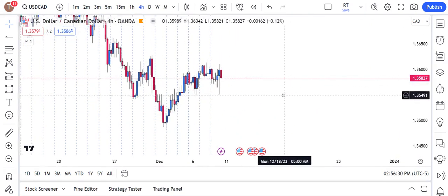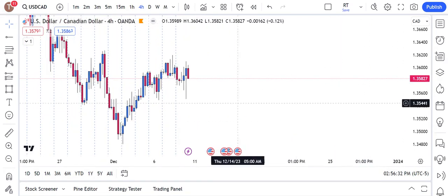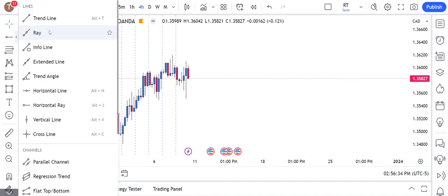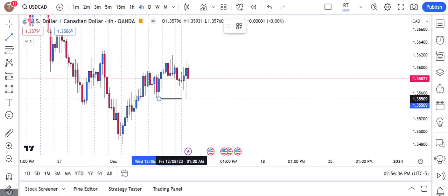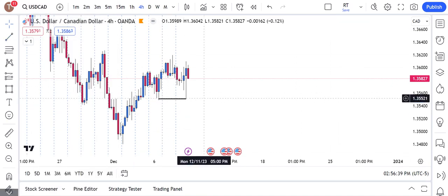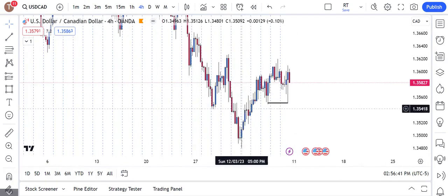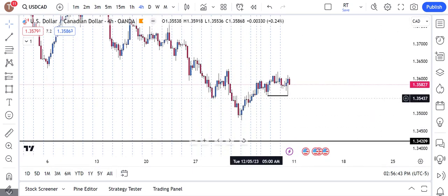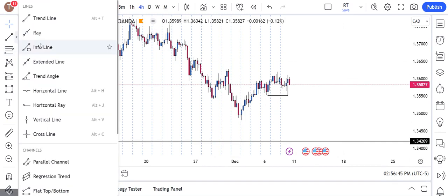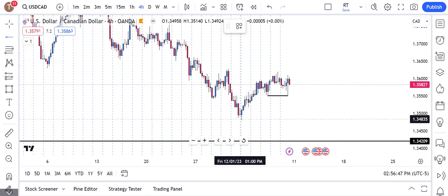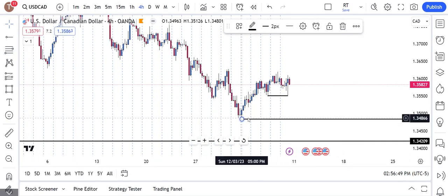On a 4-hour, I see relatively equal lows. And I'm going to identify that as an additional target for price to come here, and also for price to come here where there is more liquidity and just more confirmation for a sale.